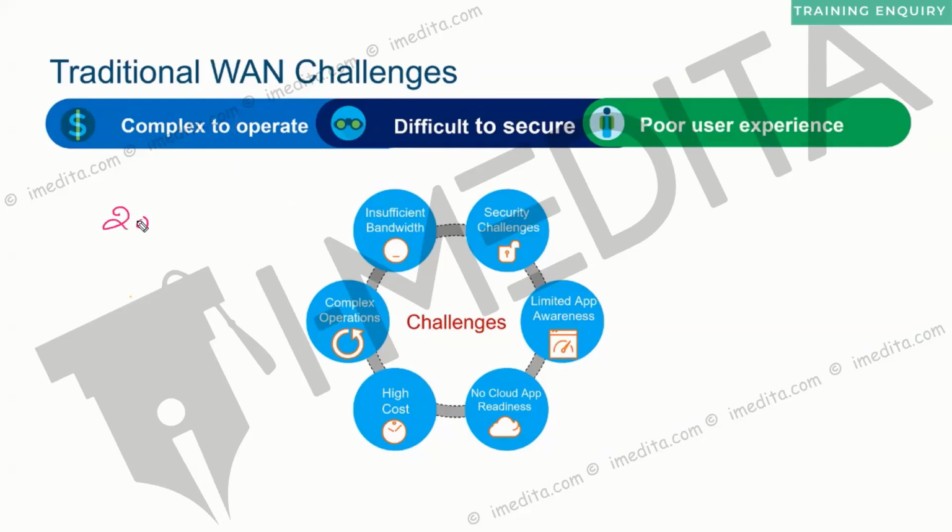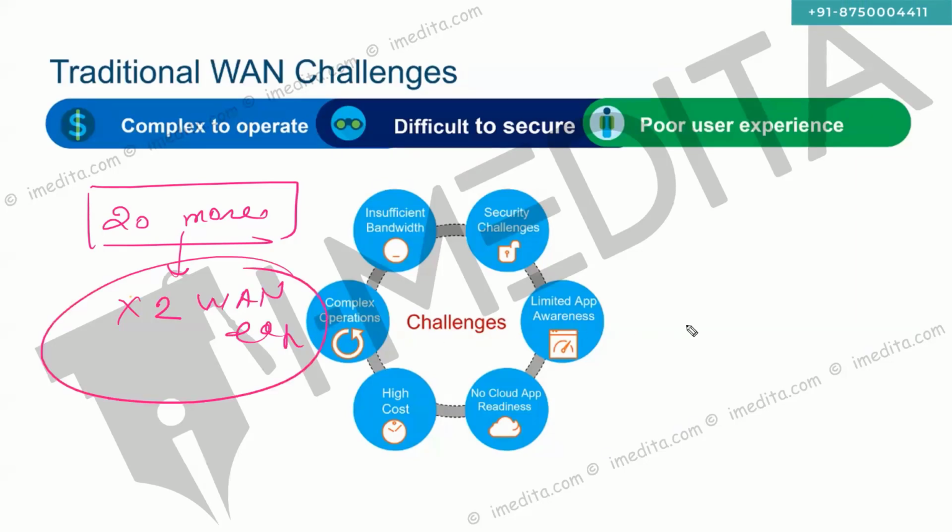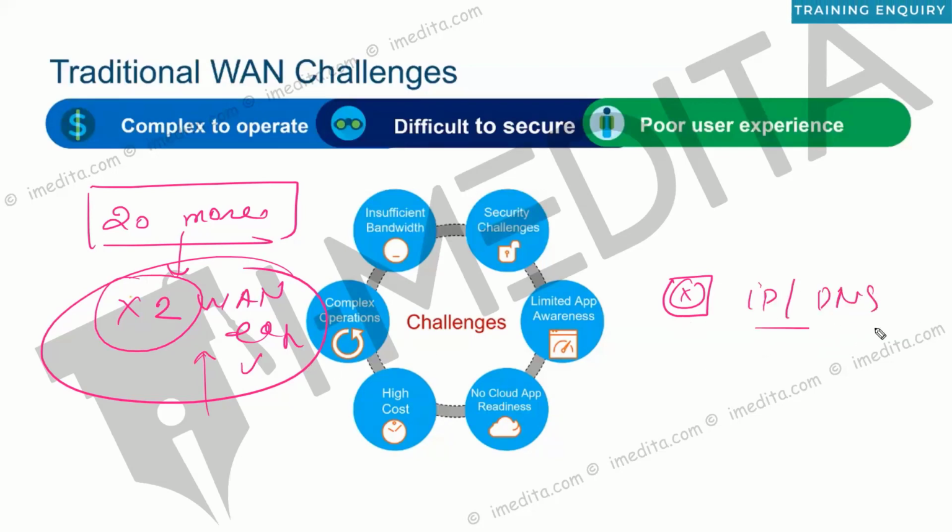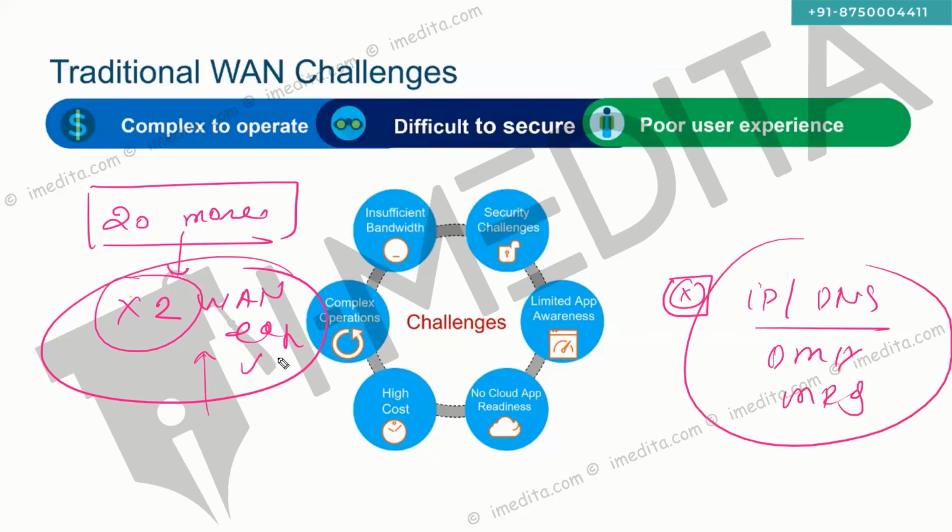Let's say you need to set up 20 more branches, and in every branch you have to add at least 2 WAN-edge routers. You will need to, first of all, deploy those WAN-edge routers onto those branches, then you will need to do the configurations on all those WAN routers all by yourself. Then you will need to make configurations such as IP address, DNS, DMVPN, MPLS, a lot of configurations you might do on all those WAN devices, and then only your network will be up and ready.